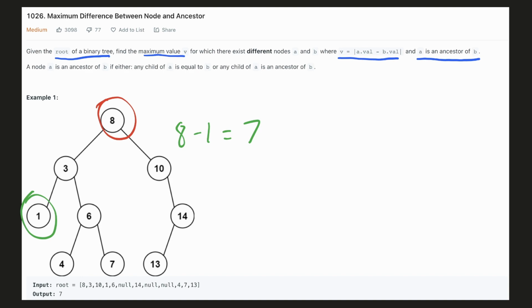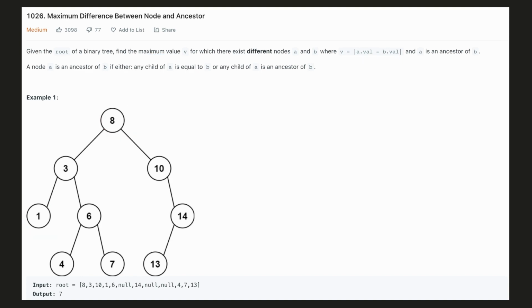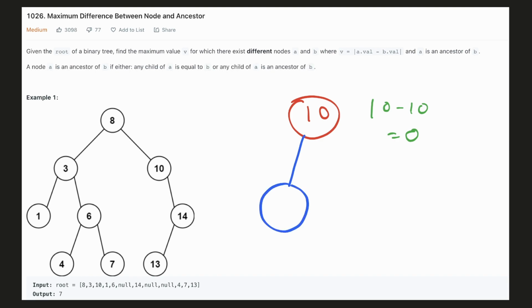Let's try to come up with an intuitive solution for this. Let's understand the base case where there is only one node in the tree. In this case, there are no other nodes to compare it with, so the difference of the node with itself would be 0. This means that our final answer will at least be 0. Because if there are other child nodes and they differ in value from our ancestor node, since we are taking the absolute difference, it would be at least greater than 0.